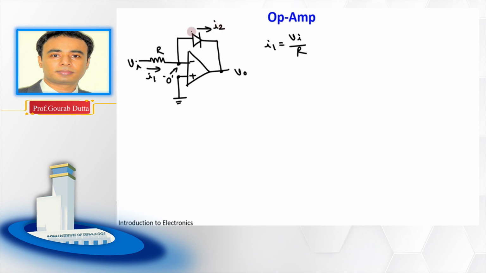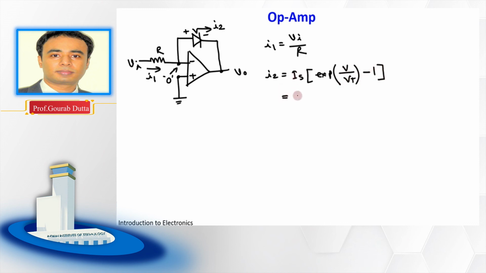What about this I2? How can we express this current of a PN junction diode in terms of its voltage? We know the diode current-voltage relationship, so we can use that. I2, if the voltage is V, is nothing but Is, the reverse saturation current of a PN junction diode, into exponential of V by Vt minus 1. We are considering eta equal to 1.